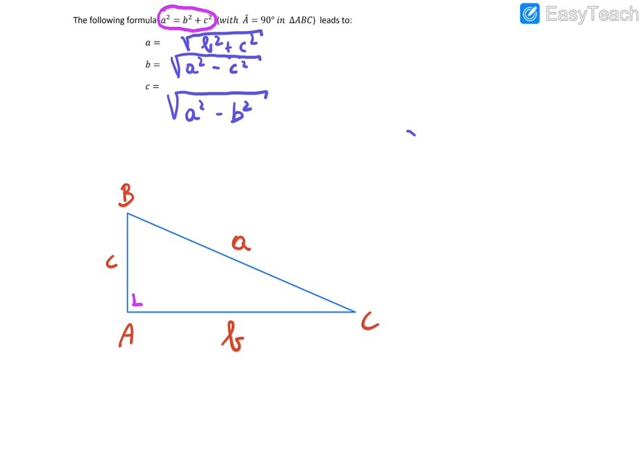These three formulas we're going to use in the exercises. Of course, we still have the formulas that we've learned in the previous lessons, and those we're going to use combined with the Pythagorean theorem.